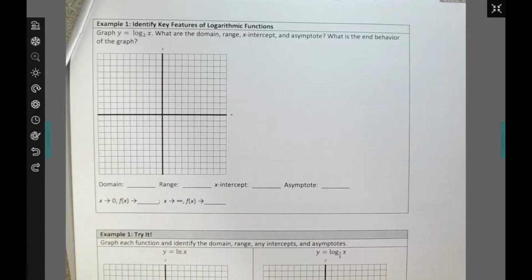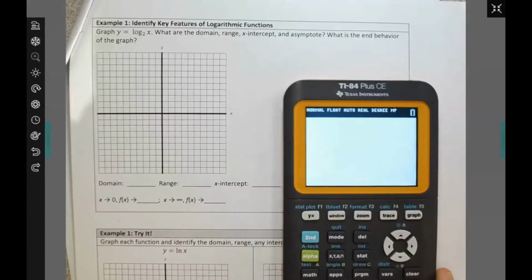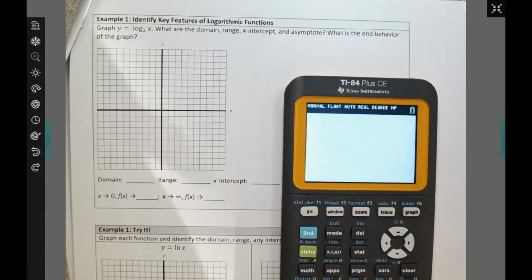In section 6.4, we're going to look at graphing logarithms, and you're either going to need a graphing calculator to do this, or as we've mentioned in previous classes, you could always use Calculate 84. It has the same exact features. So to graph y equals log base 2 of x, we're going to go to y equals, clear out anything that's in there.